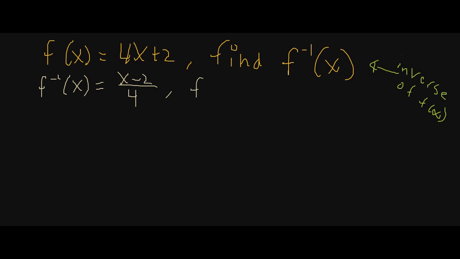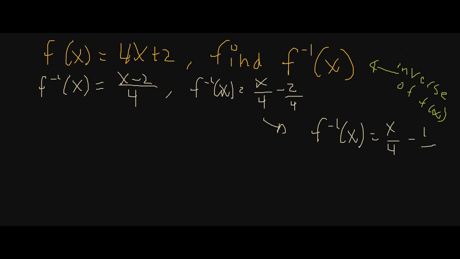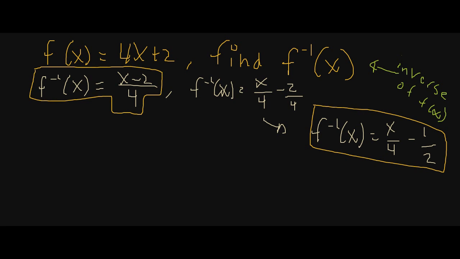We can also rewrite this inverse as x divided by 4, and then minus 2 divided by 4. That's the same thing as x divided by 4 minus 1/2. It's up to you to decide, but as you can see, the way we set up this original problem is just the opposite: the opposite of adding 2 is subtracting 2, and the opposite of multiplication is dividing, so we divided by 4.